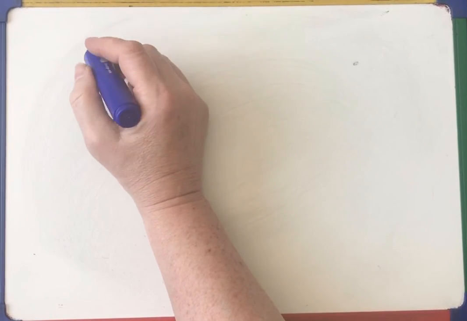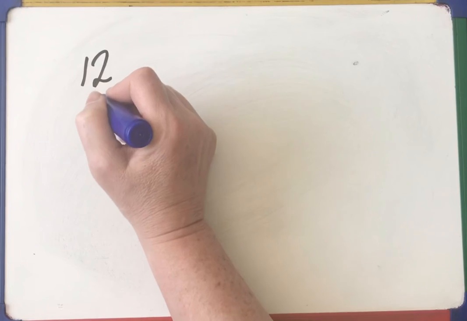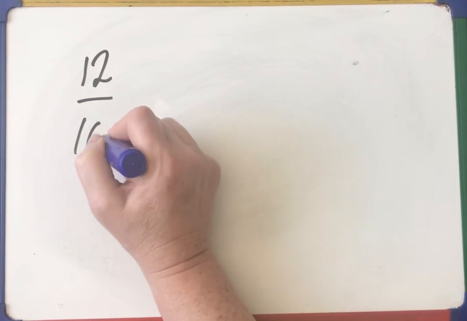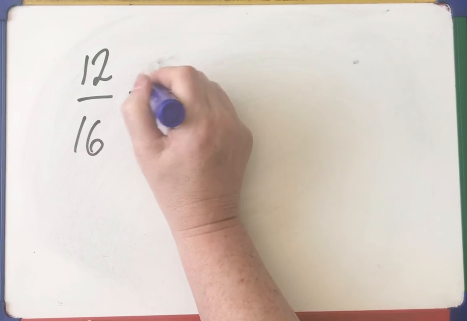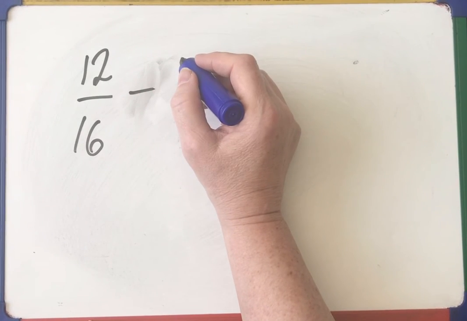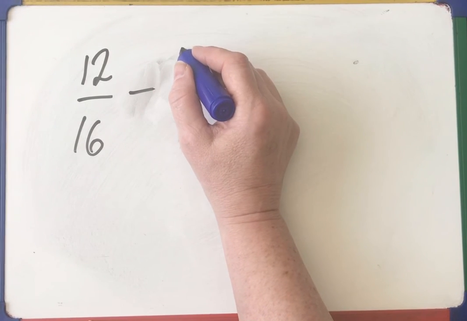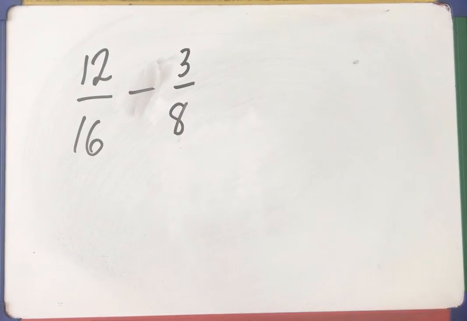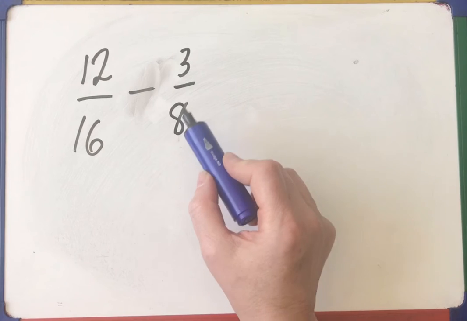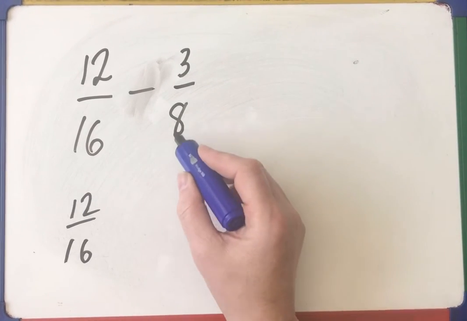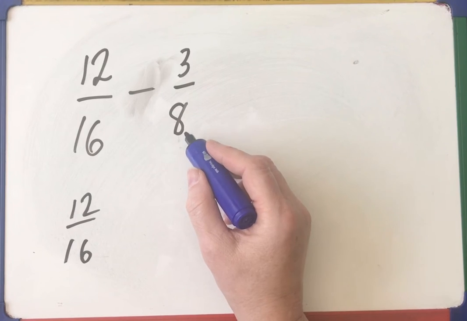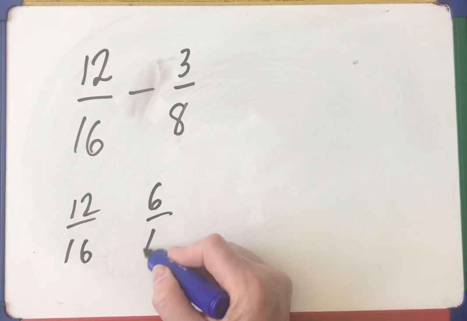If I had 12 out of 16, let's do a subtraction, minus 3 out of 8. Okay, so let's have a look what's going on here. Well, if I double this fraction again, I've got 12 out of 16. This one becomes 8 2s, so 3 2s.